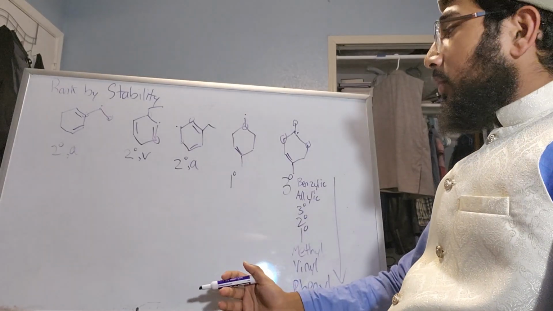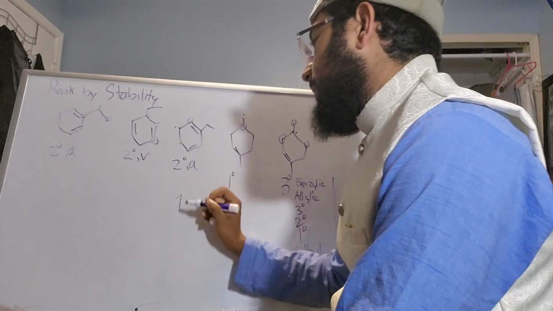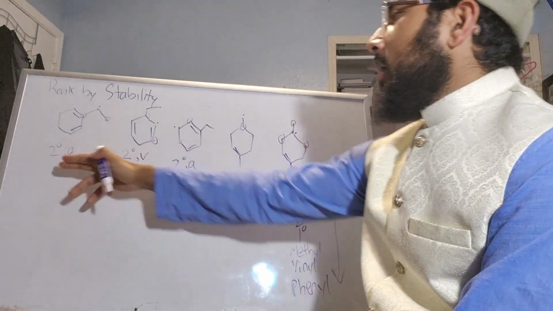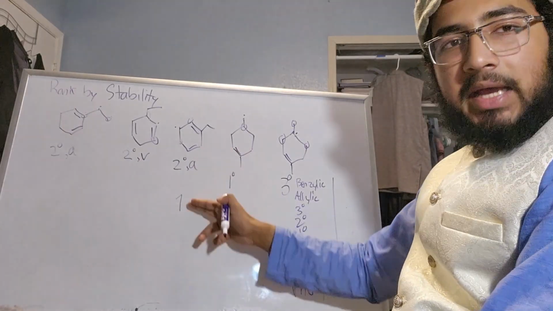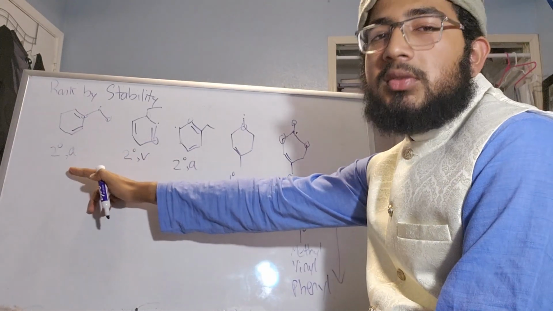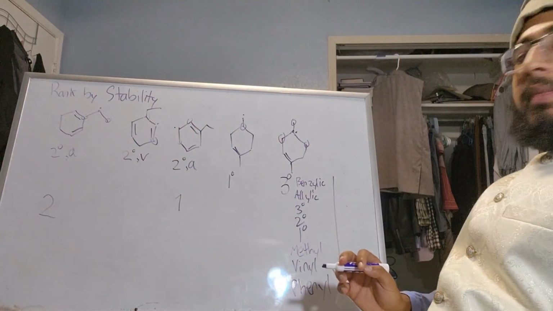So the number 1 would actually be this one here. Now you're probably thinking, what makes this different from this one? Well, this one is actually slightly more stable because it's inside of the ring, whereas this one is outside of the ring. So that's what makes this one second degree.